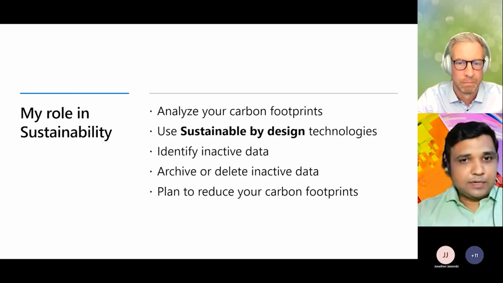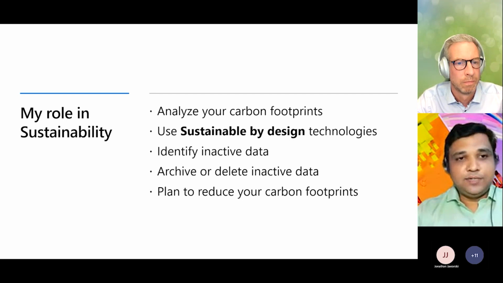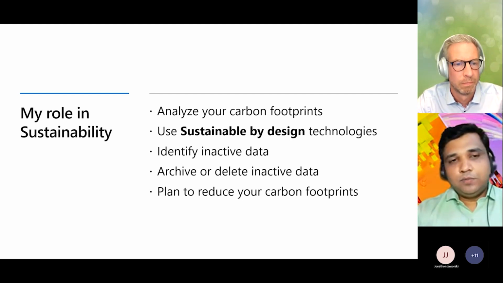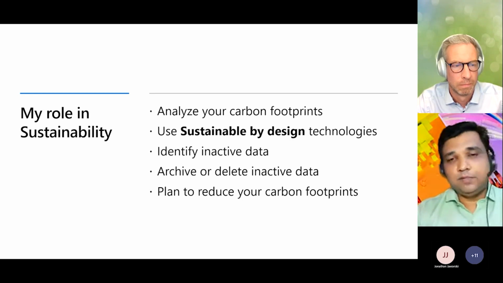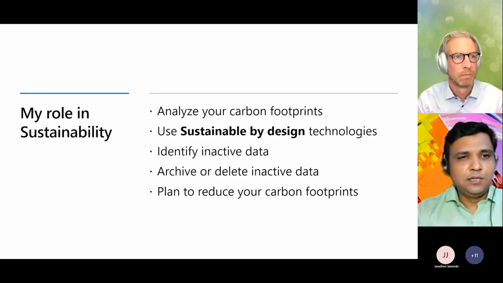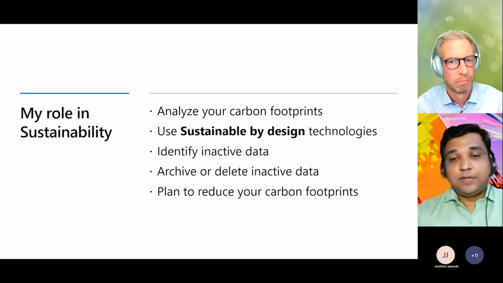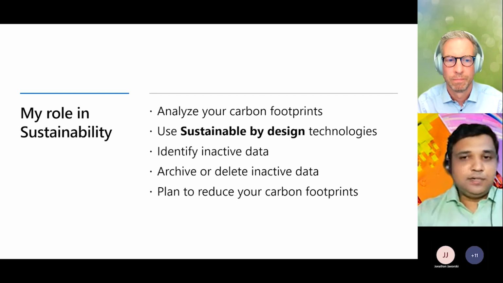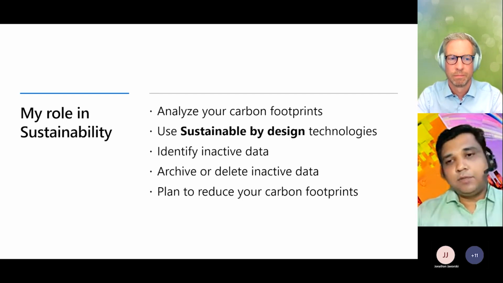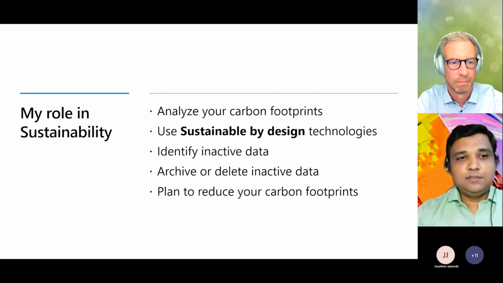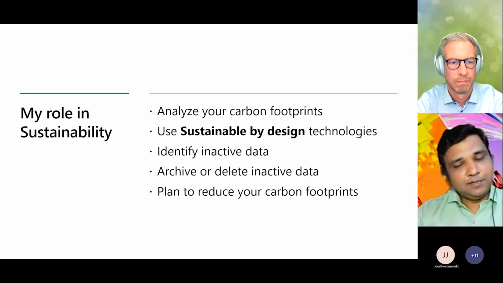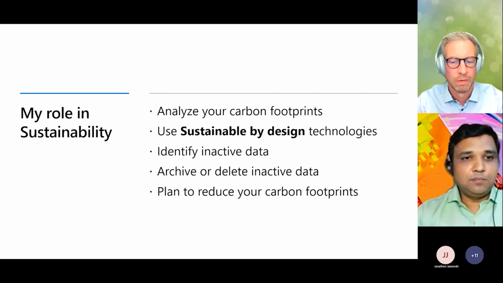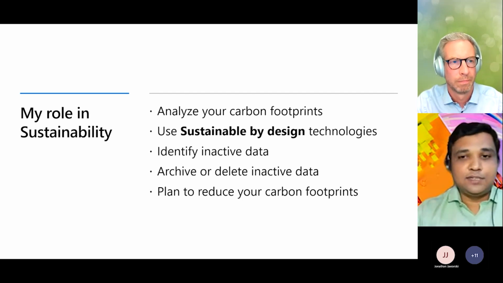And then thirdly, identify your active versus inactive data. So the data could be in the form of your Azure resources, or if you're using Microsoft 365, then it could be in the form of SharePoint files, SharePoint sites, OneDrive files, Microsoft Teams, Microsoft Stream videos. So just analyze that. And then archive or delete that inactive data, but at the same time, strike the perfect balance between your retention policies as well as the inactive data, so that you will not have unnecessary data. At the same time, you will respect your retention policies as well.